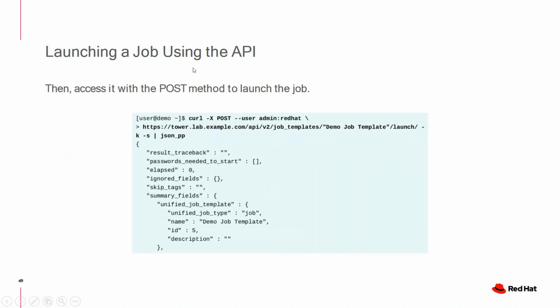This is launching a job using the API. Then you access it with the POST method to launch the job. This example is POST.